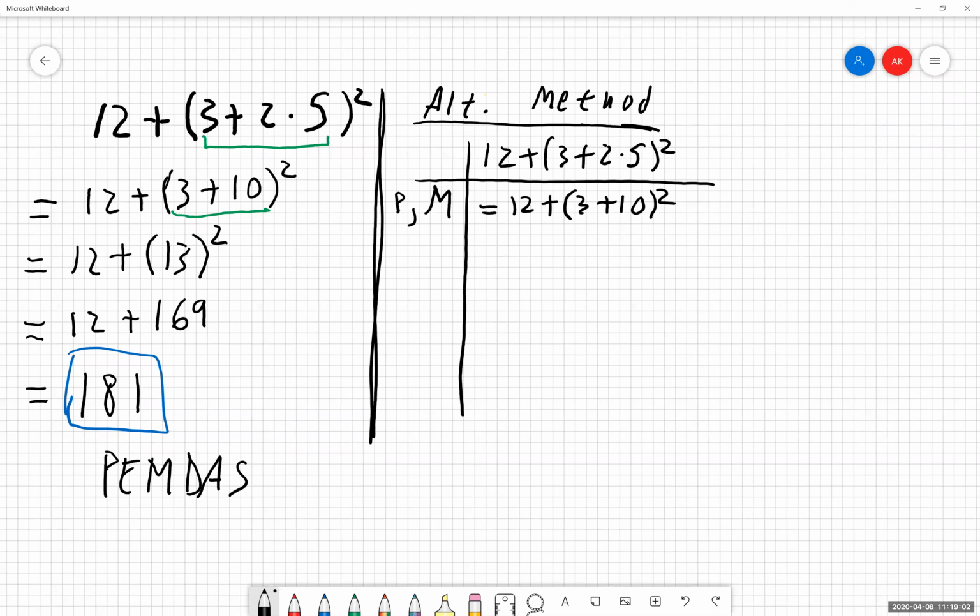Now from here, what am I doing next? Well, I still have parentheses. What could I do next with that? Well, I don't have any other multiplication or division going on. I can add these things together. So again, I'm going inside the parentheses, and all I'm going to be doing is adding 3 and 10.